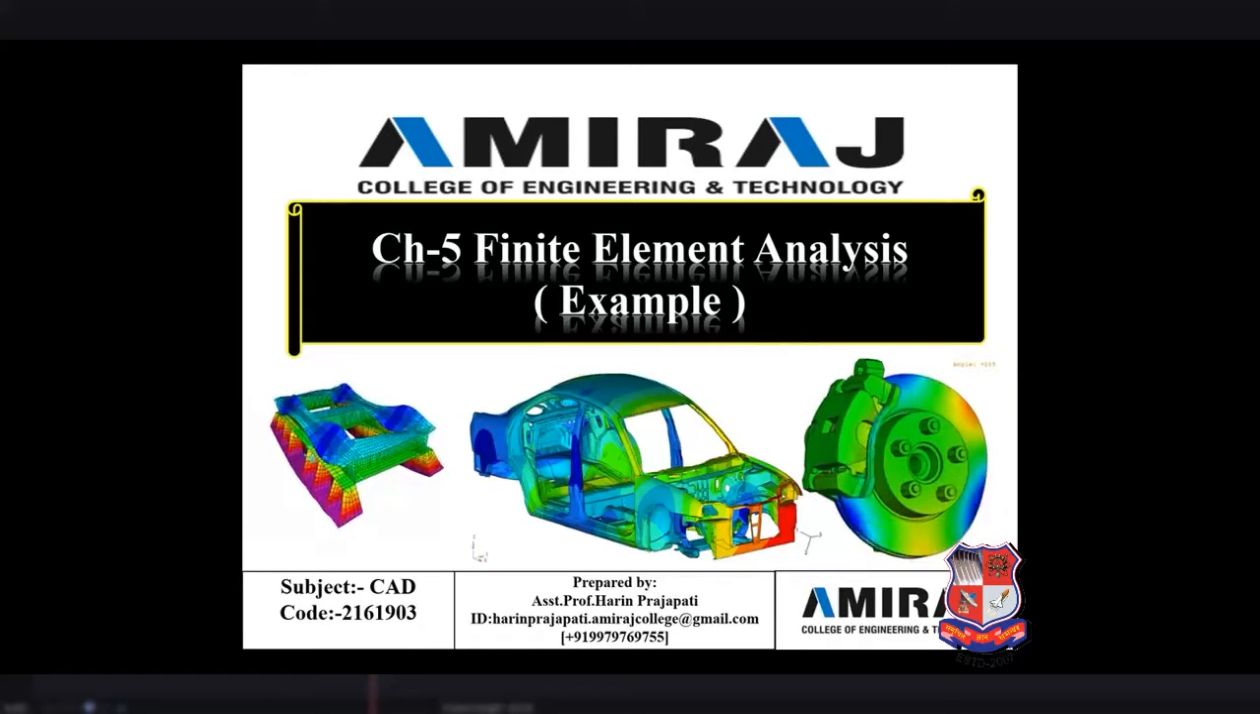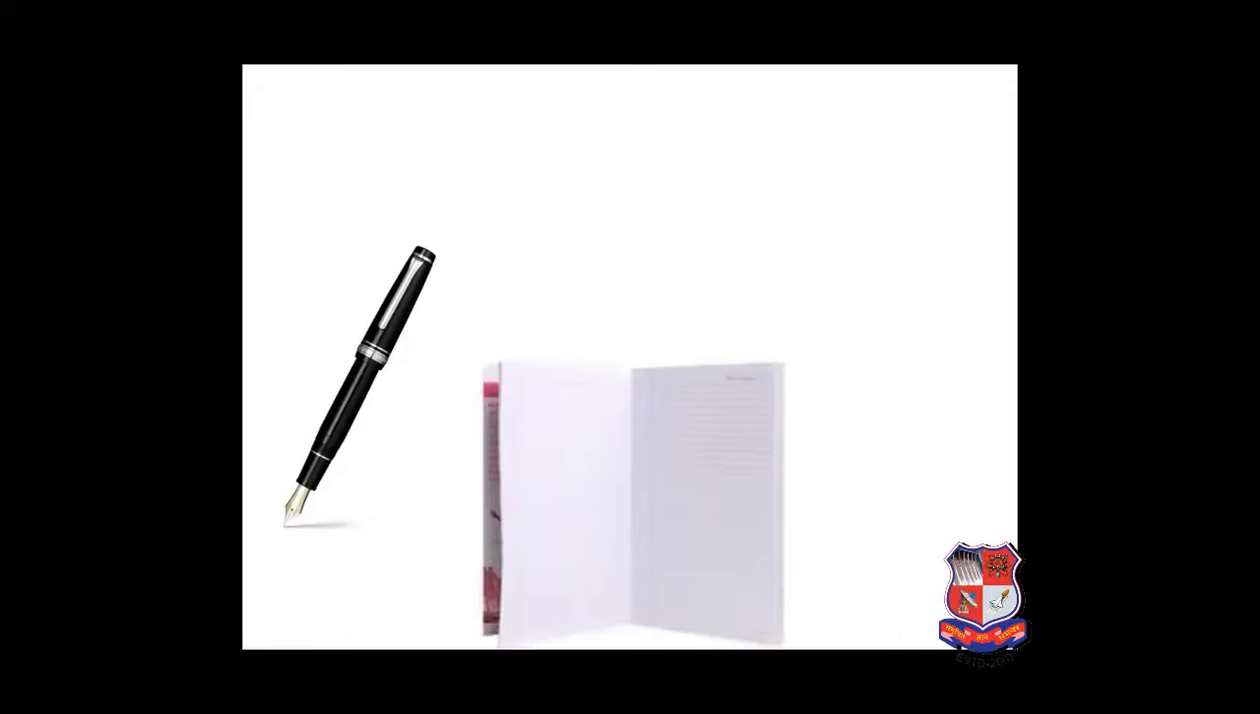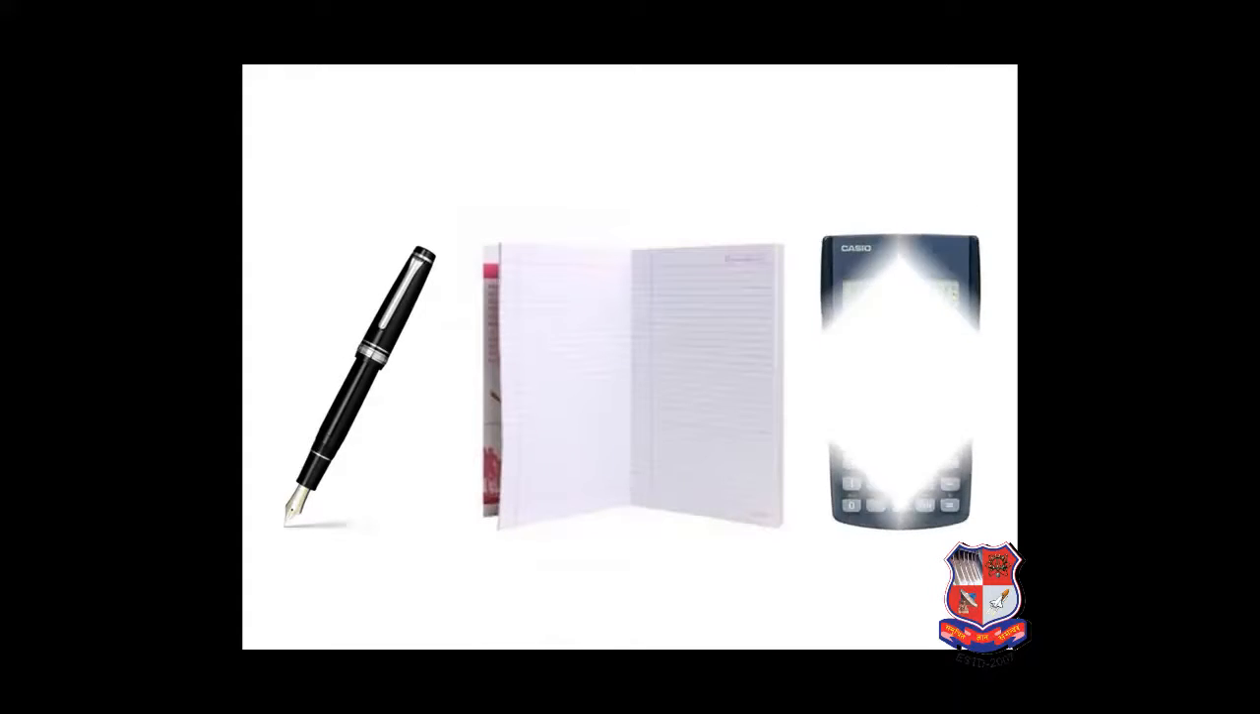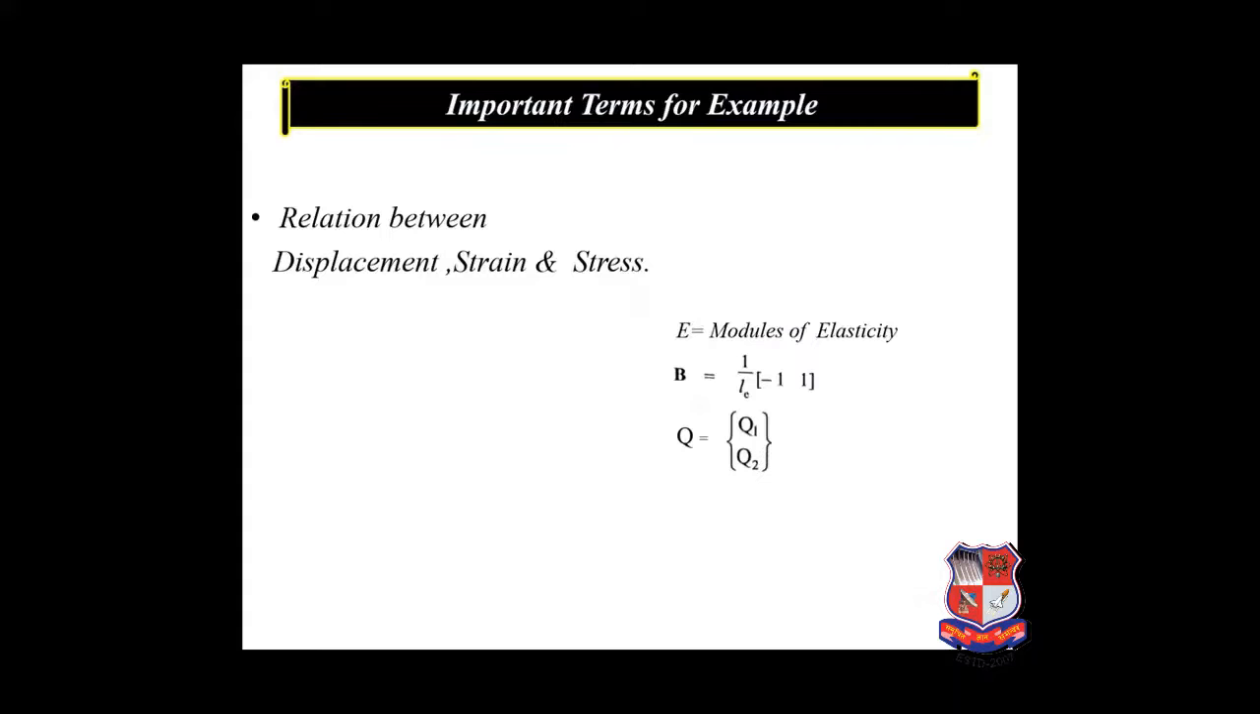bit of twisting is there. Let's start with the first example data. Before that, as per the earlier presentation, all students must have a pen, notepad and calculator to solve the example. And let's recall some important terms for the example.